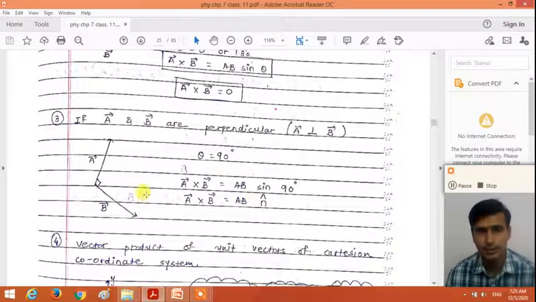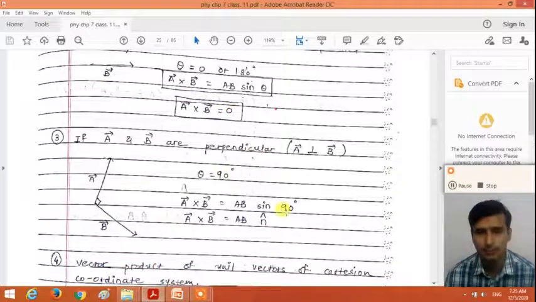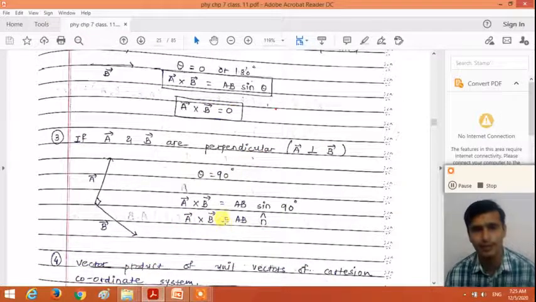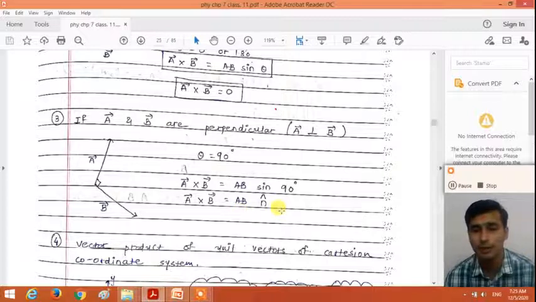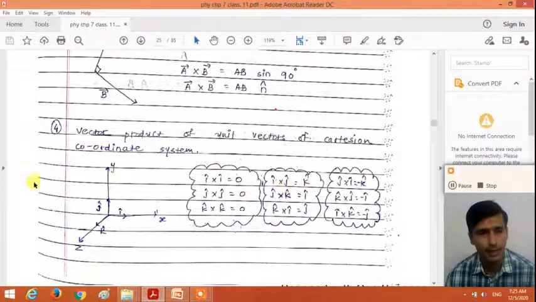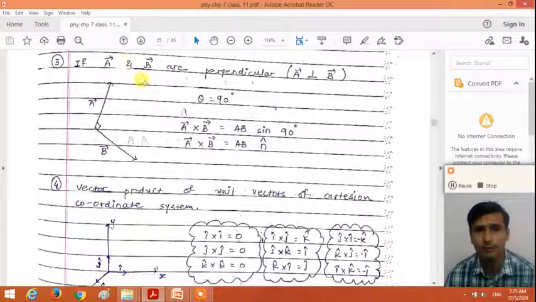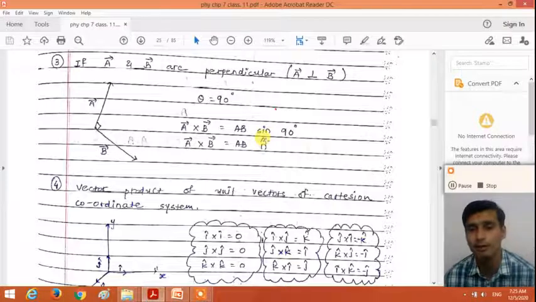So understand, dear student, the vector product of two parallel or anti-parallel vectors is always 0, and the vector product of two perpendicular vectors is the product of the magnitudes of both vectors, and it is in the direction perpendicular to both vectors, right? Now the next property is an important property. From that, the vector product of two perpendicular vectors is the product of the magnitudes of both vectors, in the direction perpendicular to both vectors.